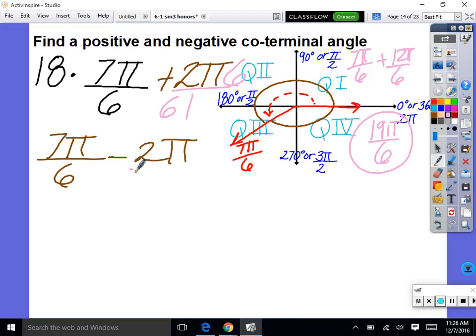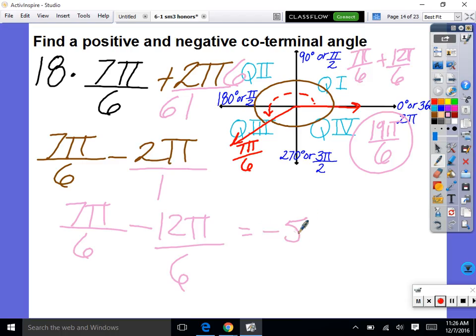So let's get a common denominator. We just did it. So we know it's just going to be 7 pi over 6 minus 12 pi over 6. 7 minus 12. So negative 5 pi over 6 would be the coterminal angle. So pretty straightforward. It's just doing a little algebra and using the radian instead of 360 degrees. Because 2 pi is 360 degrees. 2 pi is just the radian, the physical length, and degrees is the measure of the angle.